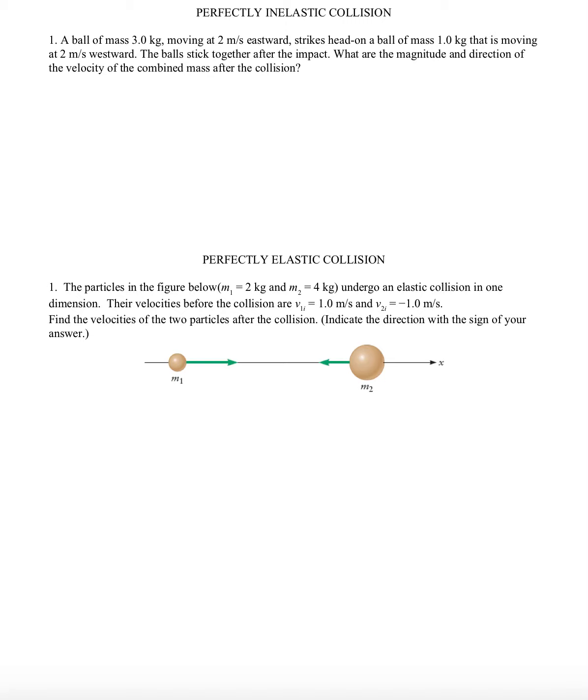Let's take a look at an example of a perfectly inelastic collision. We're going to have a 3 kilogram object on the left moving with 2 meters per second east. That object's going to collide with a 1 kilogram mass moving with 2 meters per second to the west.